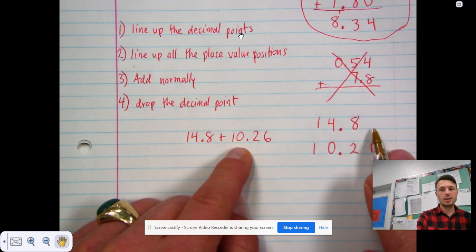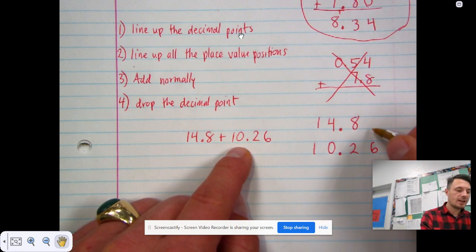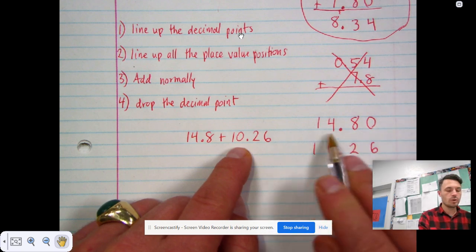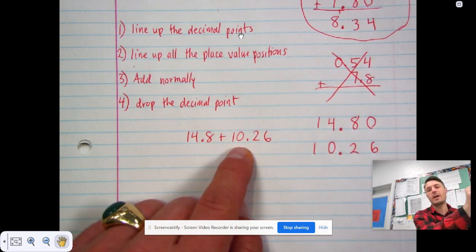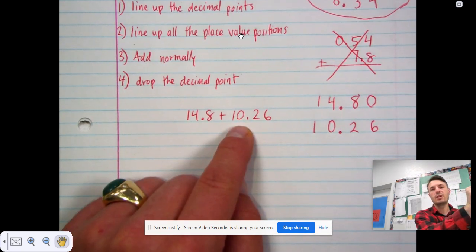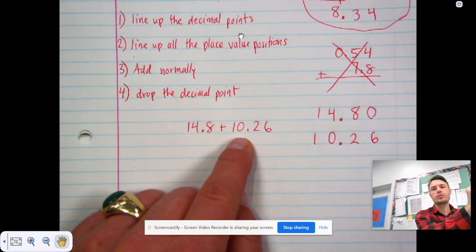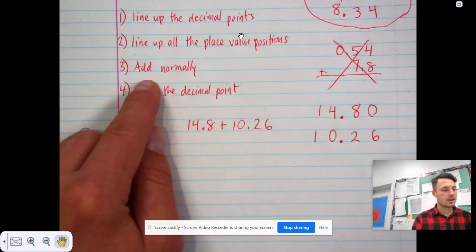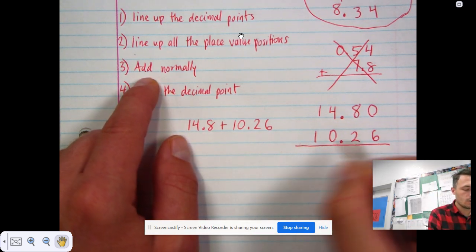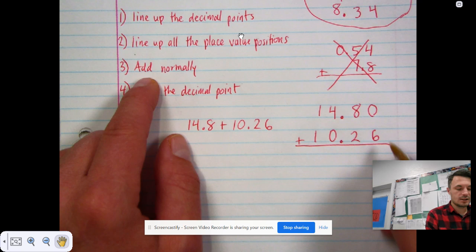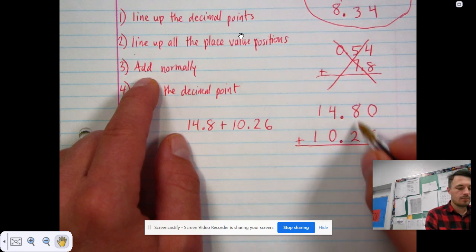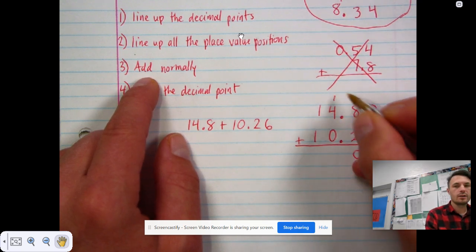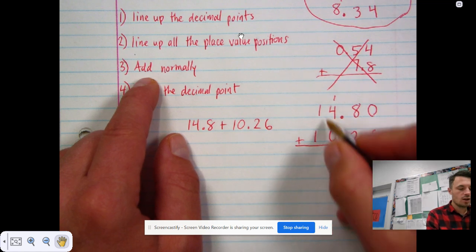And notice there's nothing here to add the 6 to, but I can add a 0 there because 14 80 hundredths is the same value as 14 8/10. Because remember, you can add zeros to the right of a decimal number and it doesn't change the value. Step 3 is add normally. 0 plus 6 is 6. 8 plus 2 is 10. Carry the 1. 1 plus 4 is 5. And 1 plus 1 is 2.